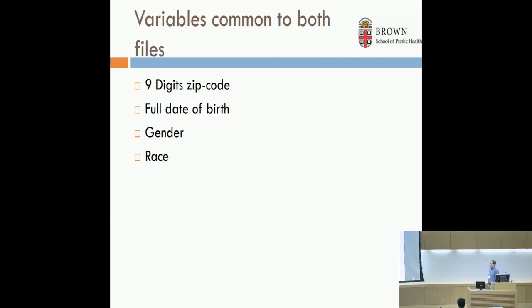The things that I can use to combine those two files are their 9-digit zip codes, their full date of birth, their gender, and their race. Both of those variables appear in those two files. Hopefully they are recorded the same way.